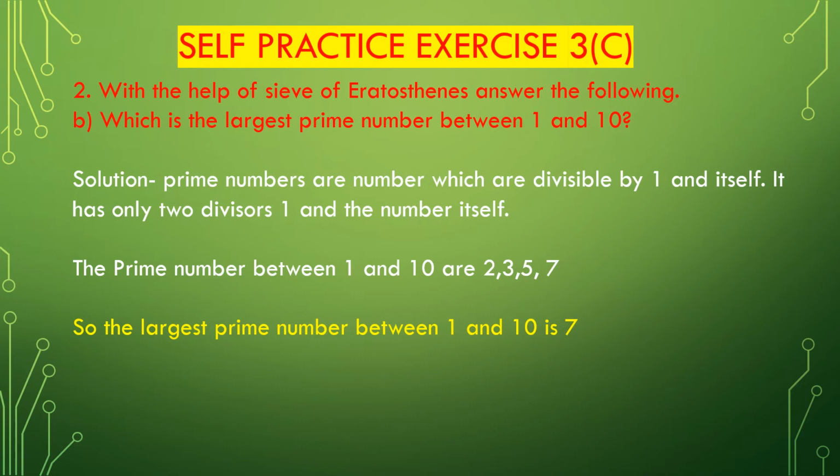Now solve question number 2, part B, which is the largest prime number between 1 and 10. We know prime numbers are the numbers which are divisible by 1 and the number itself. It has only two divisors, 1 and the number itself. The prime numbers between 1 and 10 are 2, 3, 5 and 7. So the largest prime number between 1 and 10 is 7.